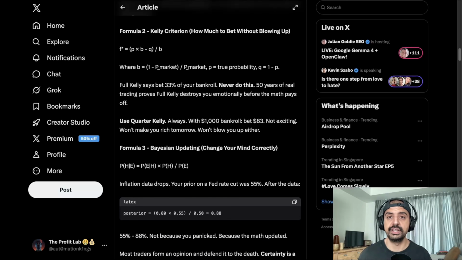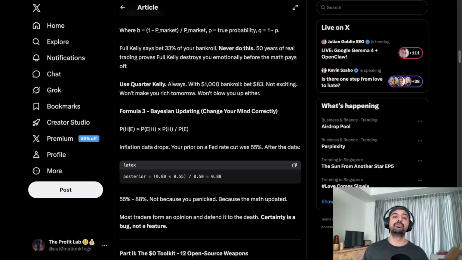And it's hard-coded, it's hardwired. This isn't up for debate. So on a $1,000 bankroll, you only bet $83. It's not exciting, it's not sexy, it's not gonna make you rich tomorrow, but it's not gonna blow up your account, it's not gonna make you lose your house, your home, you're not gonna be destitute.